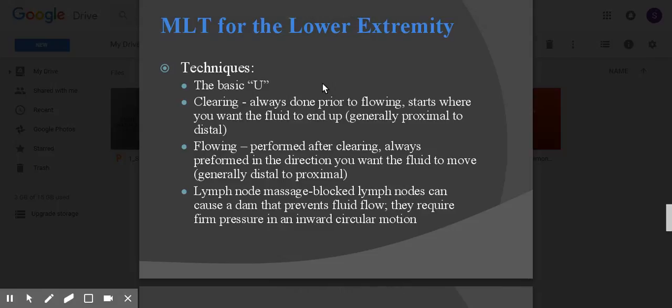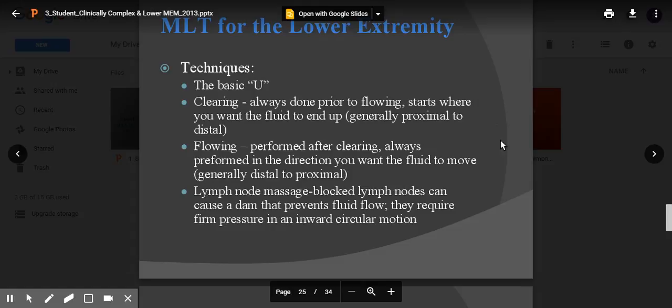So the techniques that we're going to talk about, and we will do a demonstration in class, is the basic U. And again, we will be clearing by starting proximally, and we will work our way down the limb, and then we will flow. So we're going to clear our way from up above, down the limb, and then we're going to flow our way back up the limb.